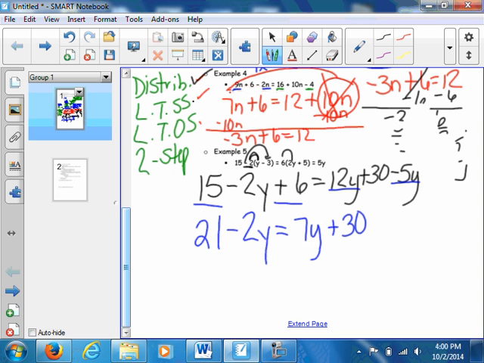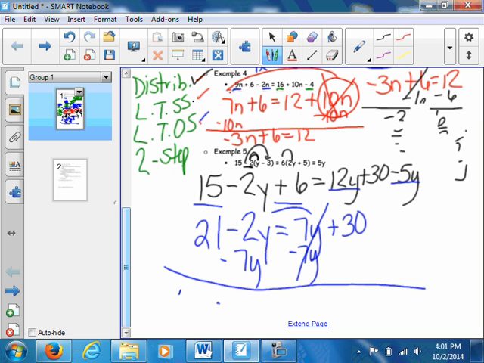Now, I'm going to move like terms on opposite sides. So I want to move 7y over, so I'm going to subtract 7y, subtract 7y. Negative 2, remember the sign in front stays with it, minus 7. So I have 21 minus 9y equals 30.